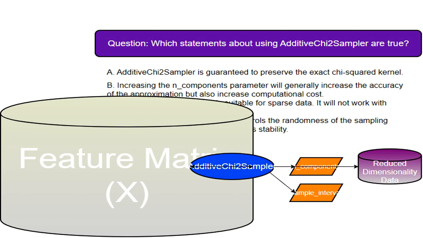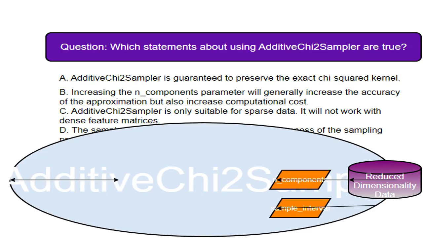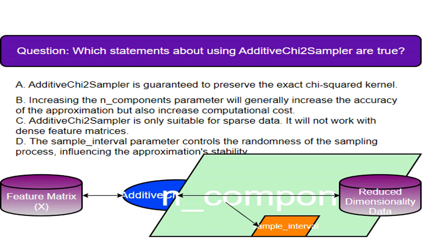This is my input data. Each row represents a document, and each column represents a word. The values in the matrix represent the frequency of each word in each document. This is the scikit-learn function I'm using to approximate the chi-squared kernel. It's a dimensionality reduction technique. This parameter controls the number of new features created during dimensionality reduction. More components generally lead to a more accurate approximation, but at a higher computational cost. Think of it like adding more detail to a sketch. It makes it more accurate but takes more time.